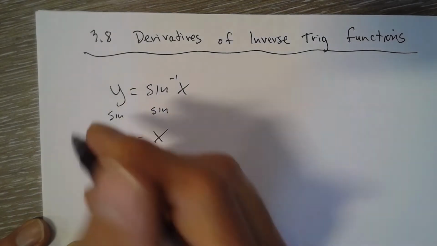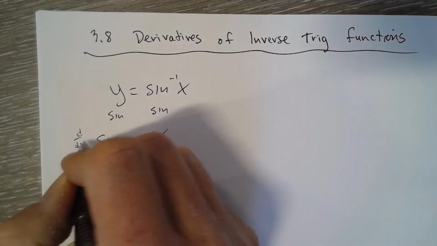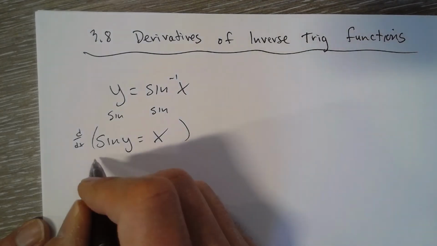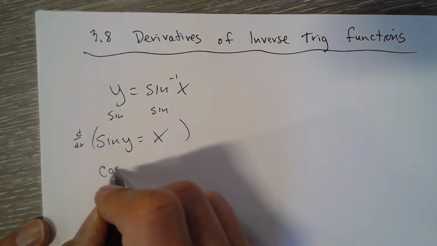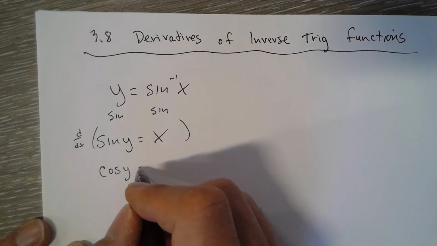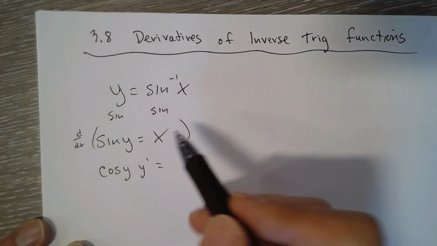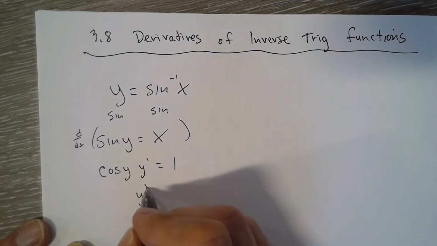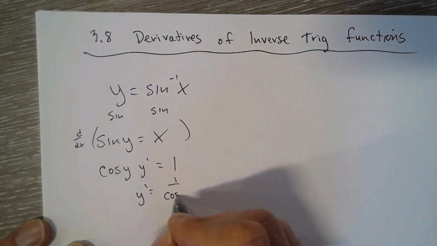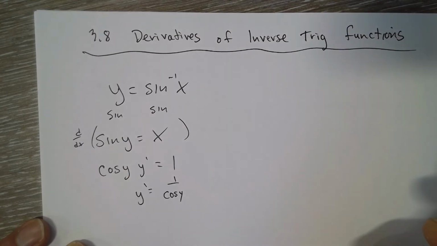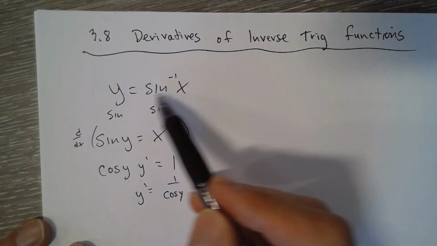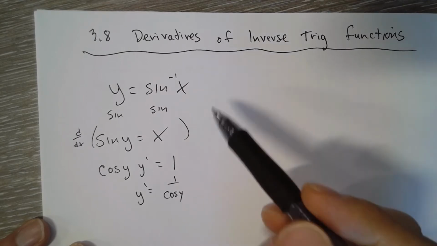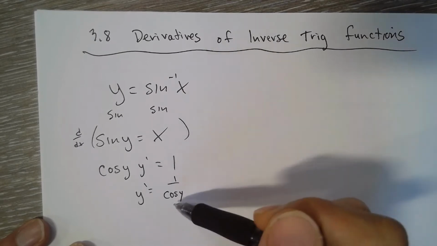And we're looking for the derivative, so we're going to take d dx of each side. We're looking for dy dx. So the derivative of sine y is cosine y times y prime, or dy dx, equals the derivative of x, which is just 1. So then y prime equals 1 over cosine y. So the derivative of inverse sine of x is 1 over cosine y. Not ideal because we're looking for it in terms of x, and that's in terms of y.